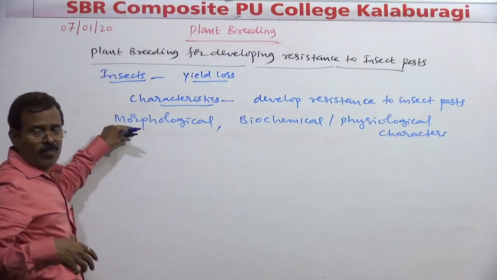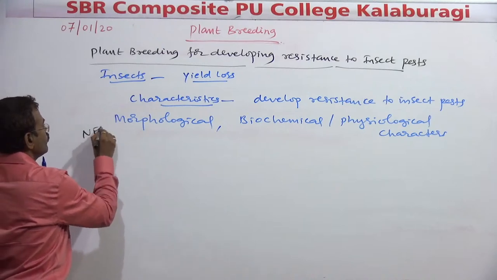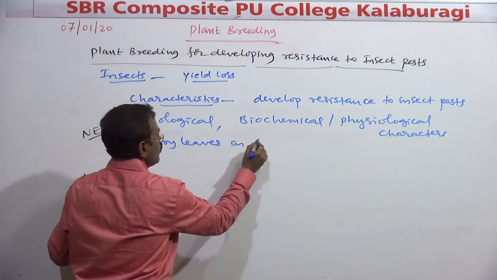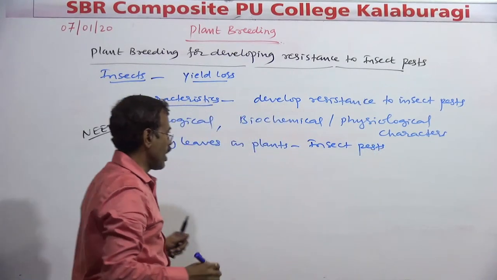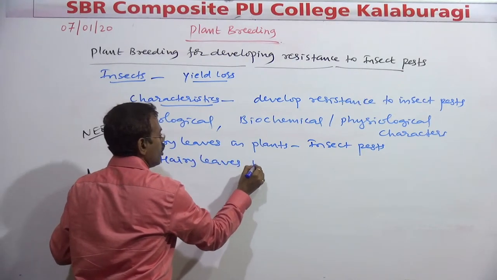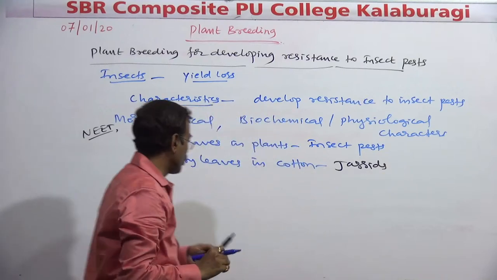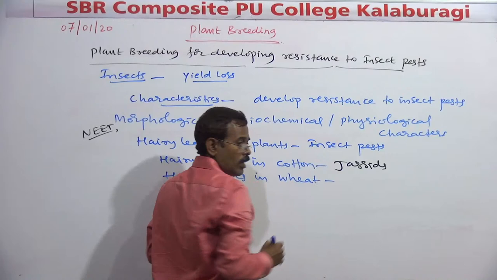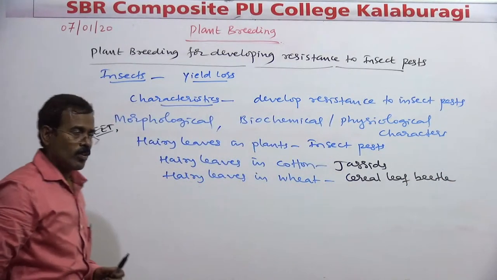Some examples of morphological or biochemical characters which can develop resistance to insect pests, very important from the NEET point of view. Hairy leaves in plants develop resistance to insect pests. Example, hairy leaves in cotton develop resistance to jassids, the insects like jassids. Similarly, hairy leaves in wheat develop resistance to cereal leaf beetle.